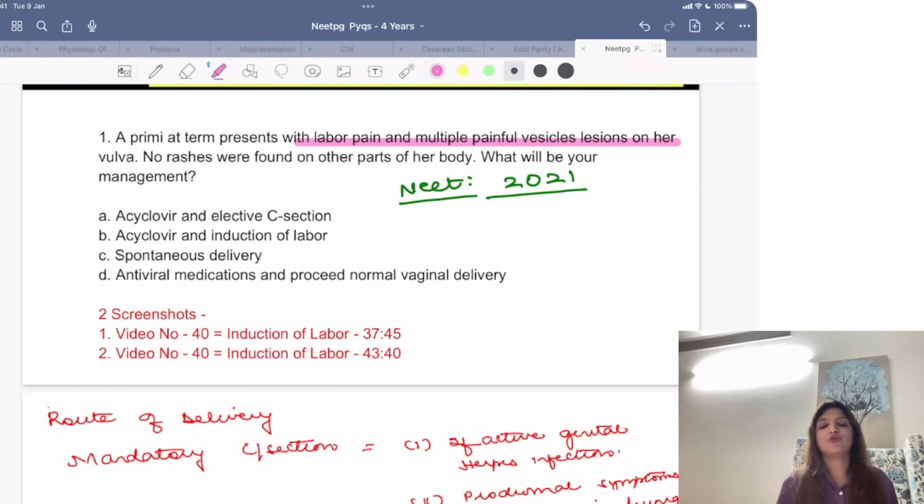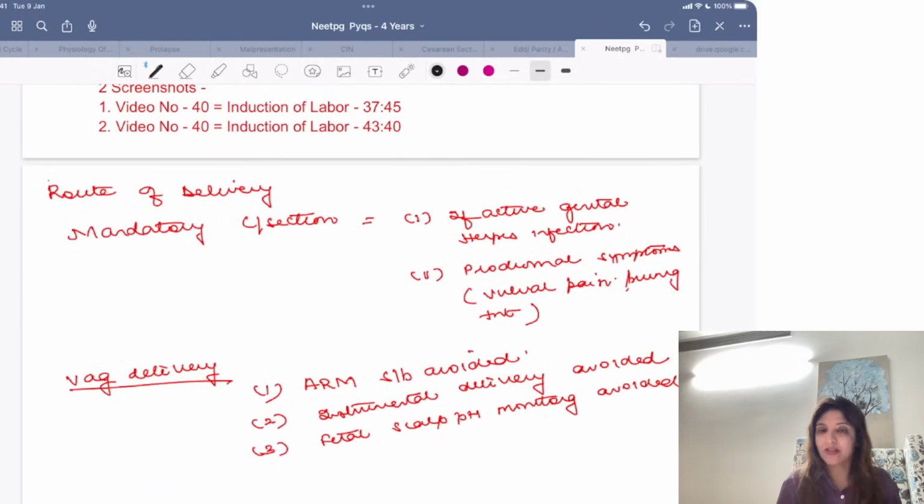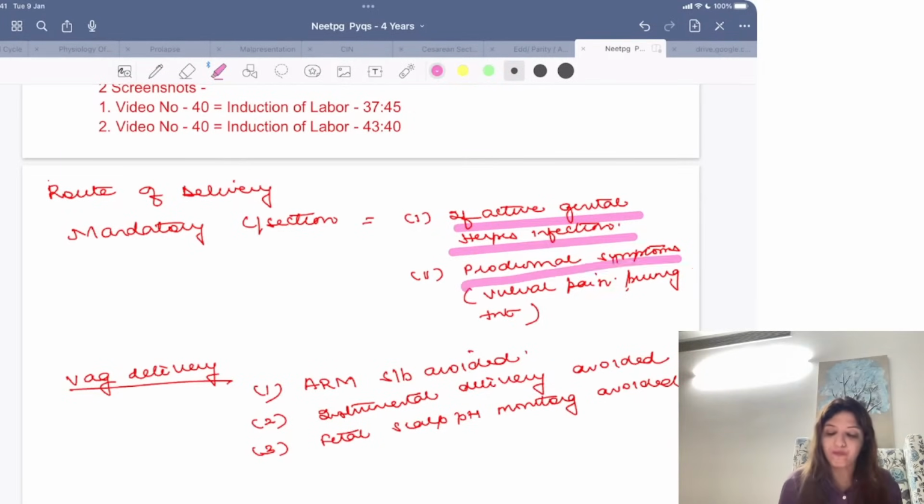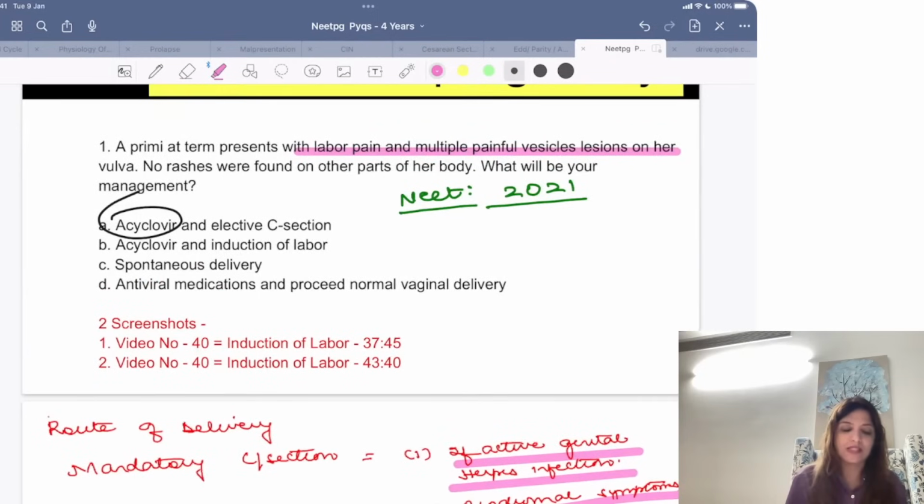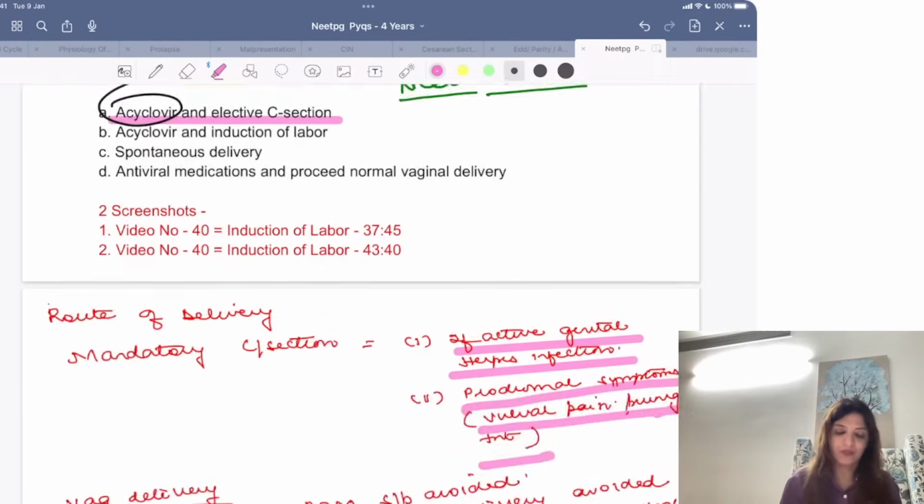Now, whenever a mother has genital herpes infection, definitely I am going to give her acyclovir. That's fine, I have to give her acyclovir. But am I going to go for cesarean section or vaginal delivery? Whenever there is genital herpes infection, you have to do a cesarean section if it is active genital herpes infection, or if prodromal symptoms like vulval pain are present, then also you have to go for cesarean section. So in this case, I am going to go for acyclovir and elective cesarean section.